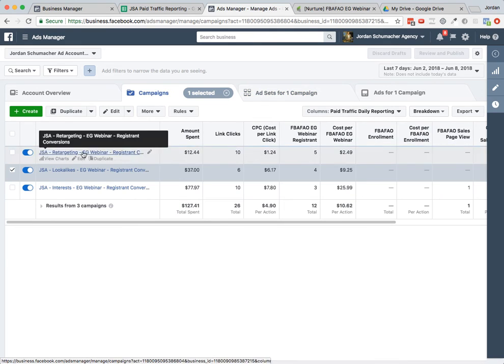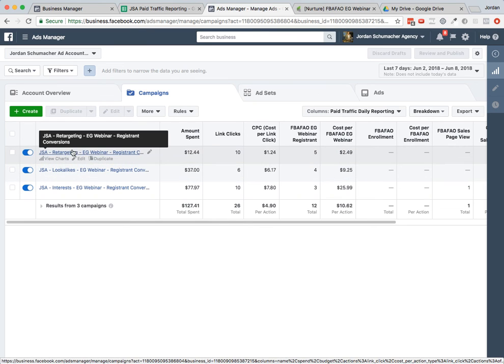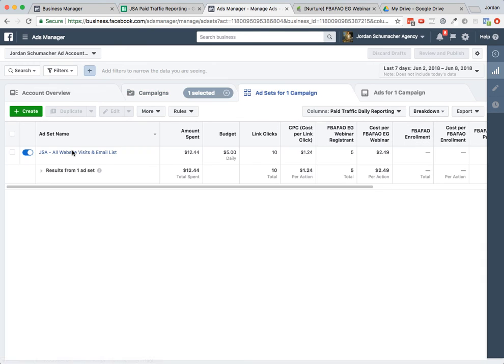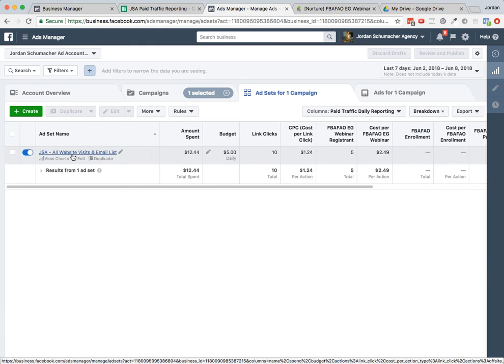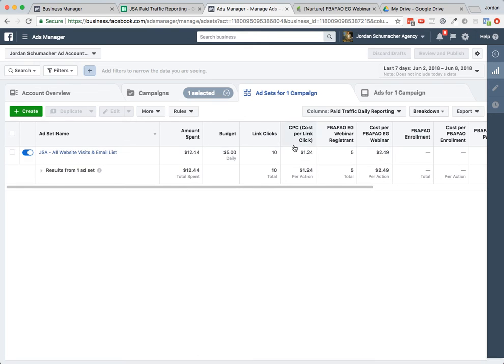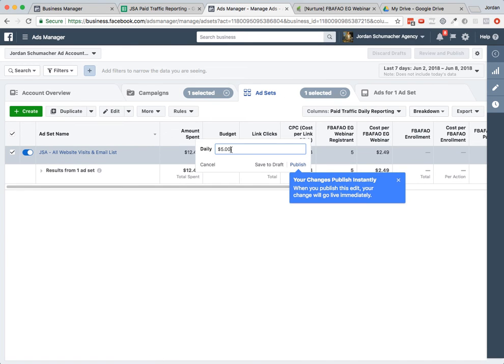The last campaign that we're going to check is our retargeting campaign. This audience is a single audience consisting of everyone on my email list and all of my website visitors. Obviously, I would expect this audience to perform the best, and we're not going to be able to scale this one as much. The results are very clear that this audience is performing the best, because everyone in it already knows who I am. We're getting link clicks at $1.24, and we've had 5 webinar registrants at $2.49, so it's a no-brainer decision. I'm going to go ahead and scale this to $10 per day.